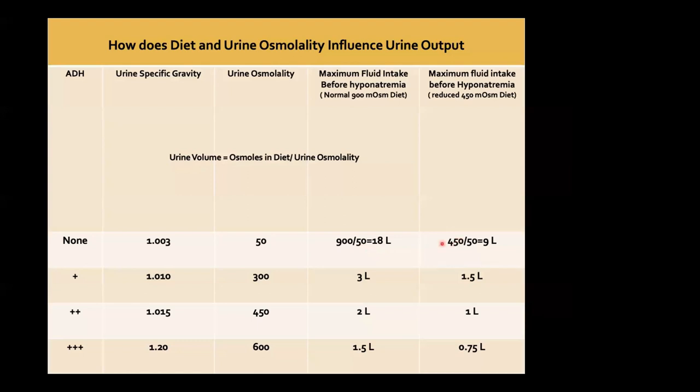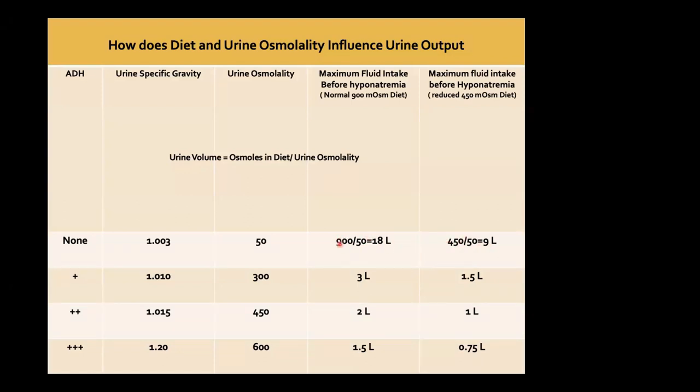But look what happens when you become sick, for instance, and your intake of food or protein decreases. In that case, you can maybe excrete 450 or maybe even 300 osmoles. So this number will become 9 liters or even 6 liters. So if you drink more than 6 liters, then you will become hyponatremic. Okay. So typically that's what happens, as I told you last time, in older people.